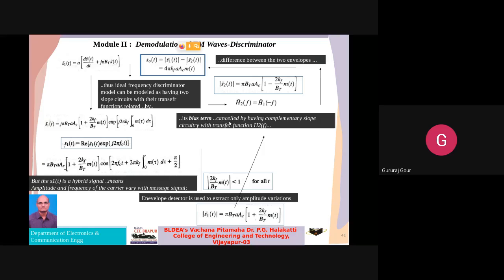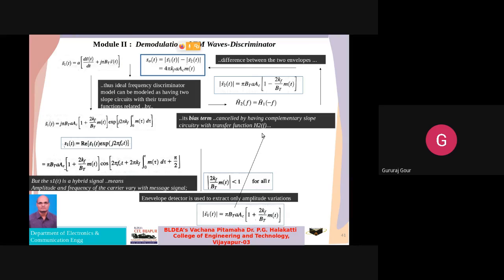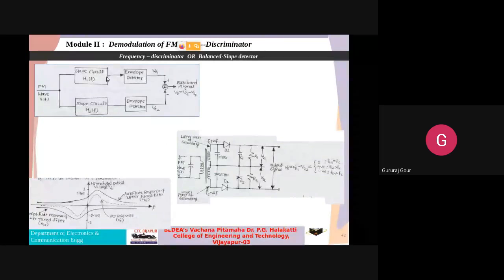So there will be a bias term here containing the constant term pi BT Ac. It means the amplitude of the carrier is going to vary, but actually we mean to vary only the frequency in FM. So this is identified as a bias by the envelope detector. We have to nullify it. That's why we need a complementary slope circuit transfer function H2 of f. This is the main reason, guys, why we use two exactly opposite transfer characteristics in the upper and lower slope circuits. Hope you understood this. Later we take the difference of both the envelopes and balance out the signals to get the baseband signal.